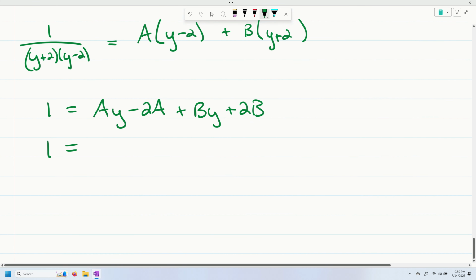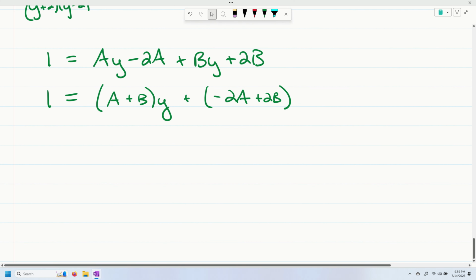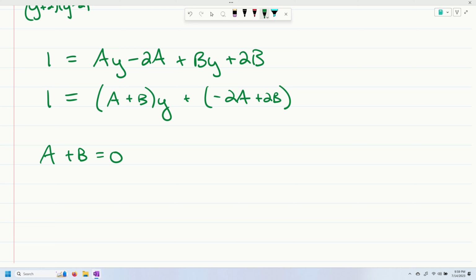Gives us 1 equals the quantity A plus B times y, plus the quantity negative 2A plus 2B. And our system of equations will look like this. A plus B equals 0, and negative 2A plus 2B equals 1. So if you wanted to get out a matrix, you could do that here. It's totally fine. If you wanted to, you can just solve this system of equations here.